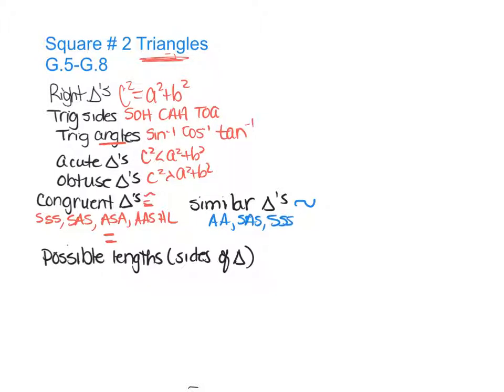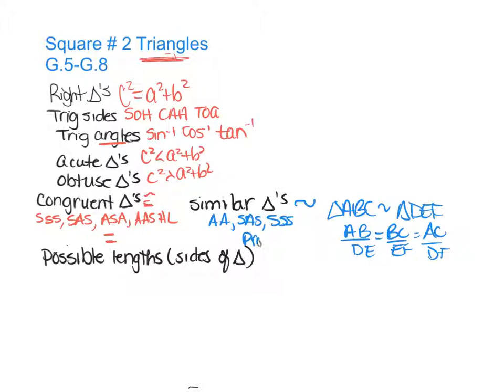If you're going to have a similar triangle, you have to make your proportions. So triangle ABC is similar to triangle DEF. So you need to know that AB over DE is equal to BC over EF, which is equal to AC over DF. What do I need you to know with similar triangles? Is that you must set up a proportion.